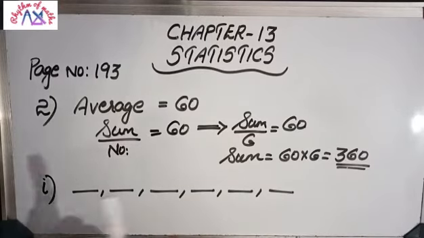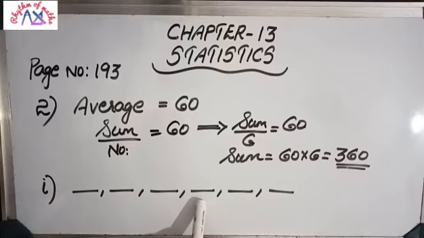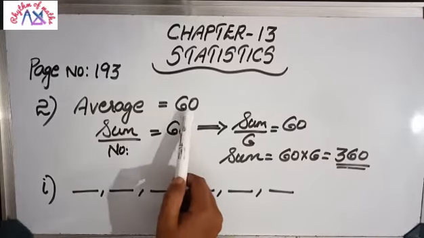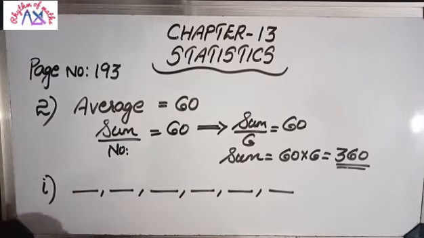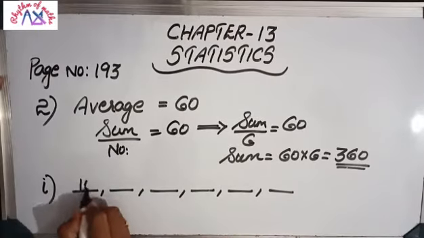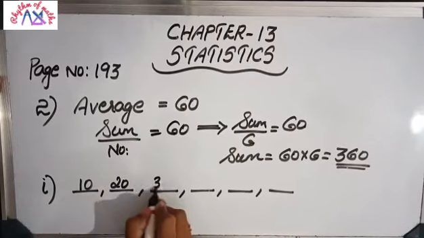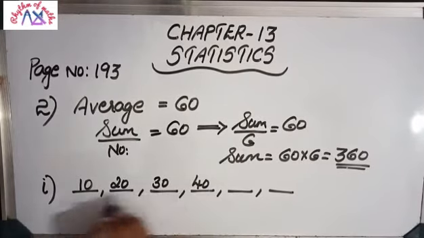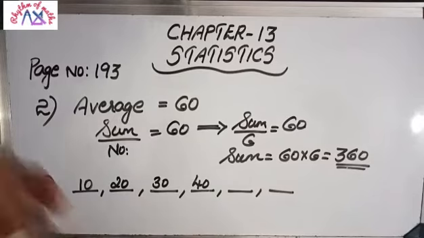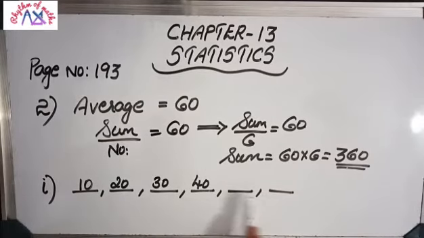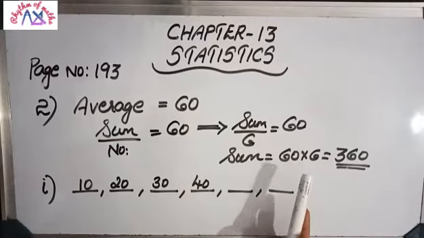Now in the first sub question the condition is given that first 4 numbers must be less than 60 and 2 numbers must be greater than 60. Okay, 1 2 3 4, up to these 4 numbers it must be less than 60. So let's start. First let's take 10, 20, 30, 40. All these 4 numbers are less than 60. Now we need 2 more numbers which are greater than 60.